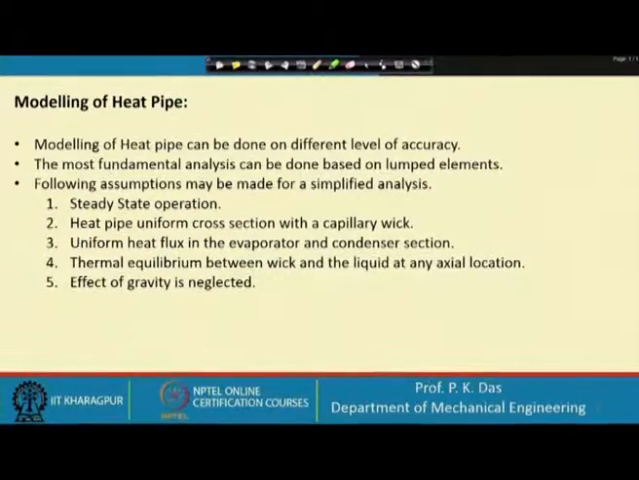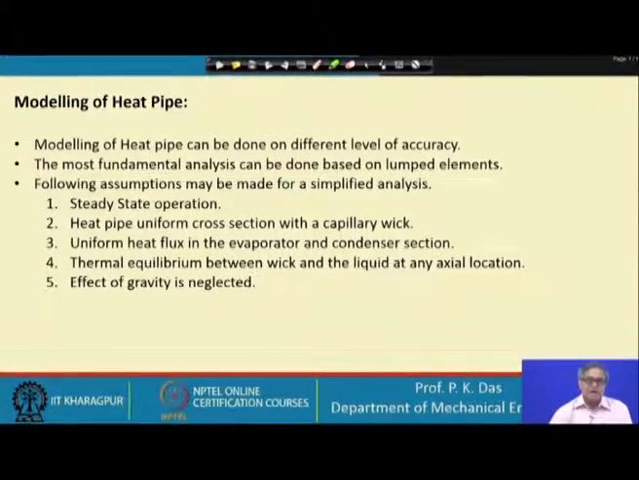So, if we look into the PPT, we will see the most fundamental analysis can be done based on lumped element. So, we will do one lumped element kind of analysis. The following assumptions may be made for simplified analysis. Steady state operation: actually for design one can do steady state analysis, but the analysis I will show will give you the procedure for doing transient analysis also. Heat pipe of uniform cross section with a capillary wick, that is the basic structure of heat pipe. Uniform heat flux in the evaporator and condenser section, thermal equilibrium between the wick and the liquid at any axial location.